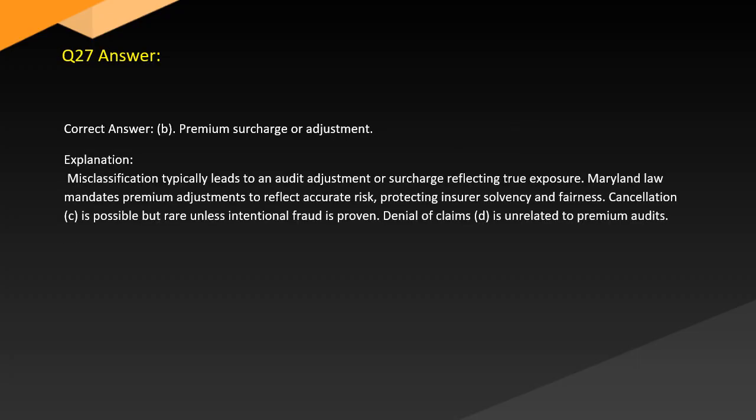Answer. Correct answer: B. Premium surcharge or adjustment. Explanation. Misclassification typically leads to an audit adjustment or surcharge reflecting true exposure. Maryland law mandates premium adjustments to reflect accurate risk, protecting insurer solvency and fairness. Cancellation, C, is possible but rare unless intentional fraud is proven. Denial of claims, D, is unrelated to premium audits.